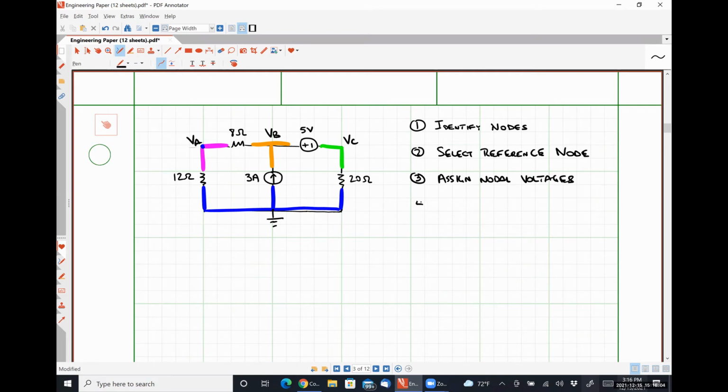Step 4 is controlling variable equations. We don't have a dependent source, so we don't need to do anything for that. And then step 5 is KCL at non-reference nodes. So we are going to wind up erasing this as step 5 in just a moment, just to let you know.